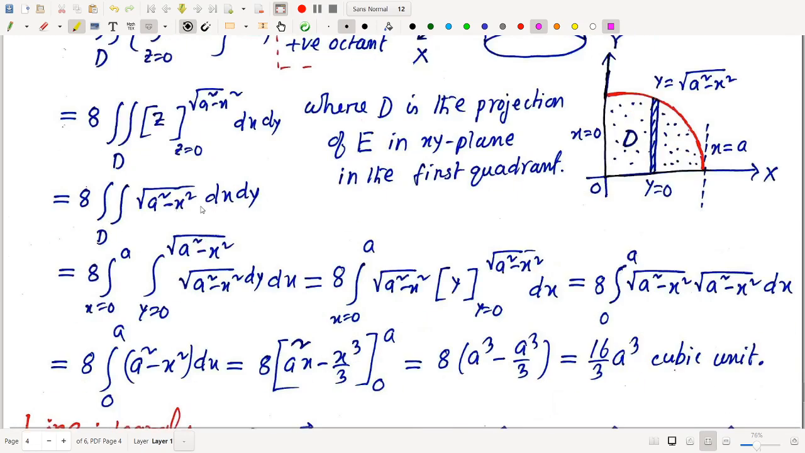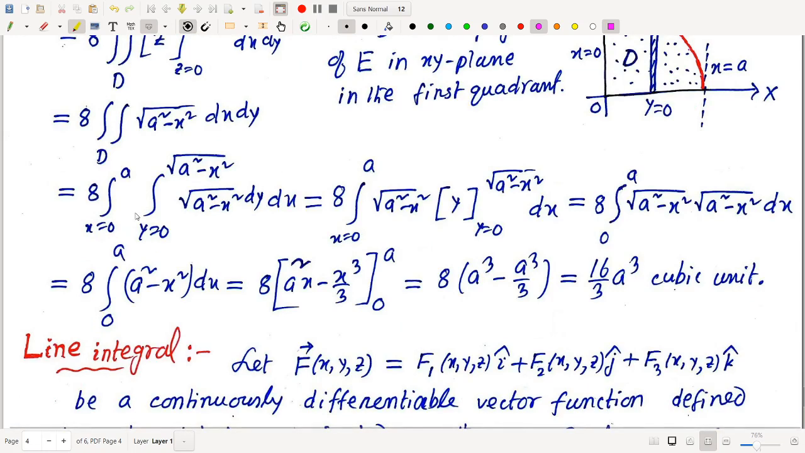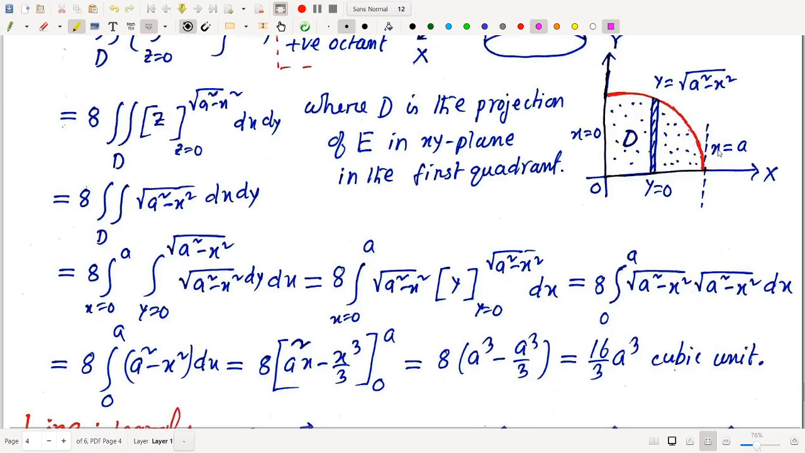So that is 8 times the double integral over D. The function is root over a square minus x square, dx dy is the symbol for double integration here in the xy plane. Here we see the limits for y for this double integral: y from 0 to root over a square minus x square, because the strip starts from the x-axis and goes up to the boundary of the circle. The circle is x square plus y square equal to a square in the xy plane, so y equals root over a square minus x square.